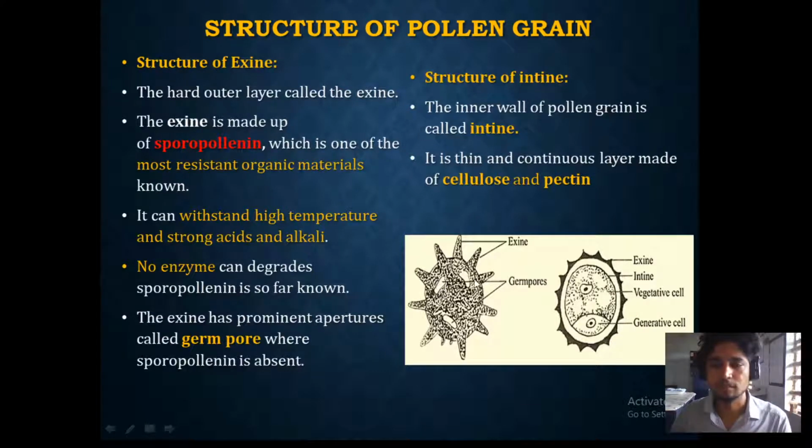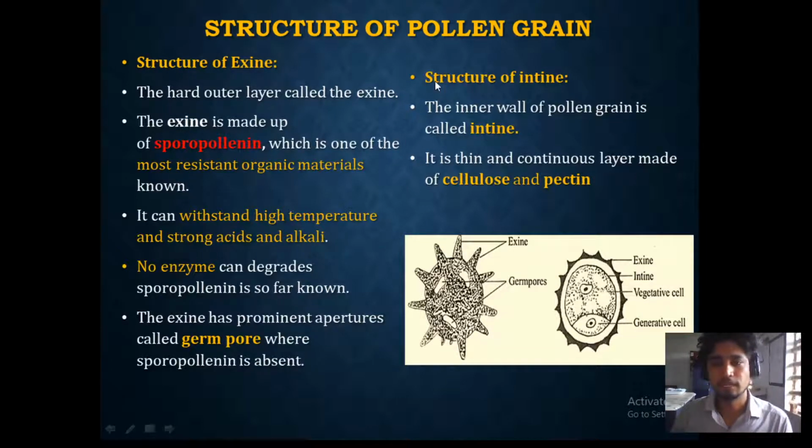Once again, these germ pores are the places where the sporopollenin is absent, therefore forming a pore-like structure. Those pores are nothing but germ pores. And germ pores are the site from which the pollen tube emerges. And when does the pollen tube emerge? It emerges when pollination occurs. That we will understand further on. But for now, we must remember that the germ pore is the site from which the pollen tube emerges.